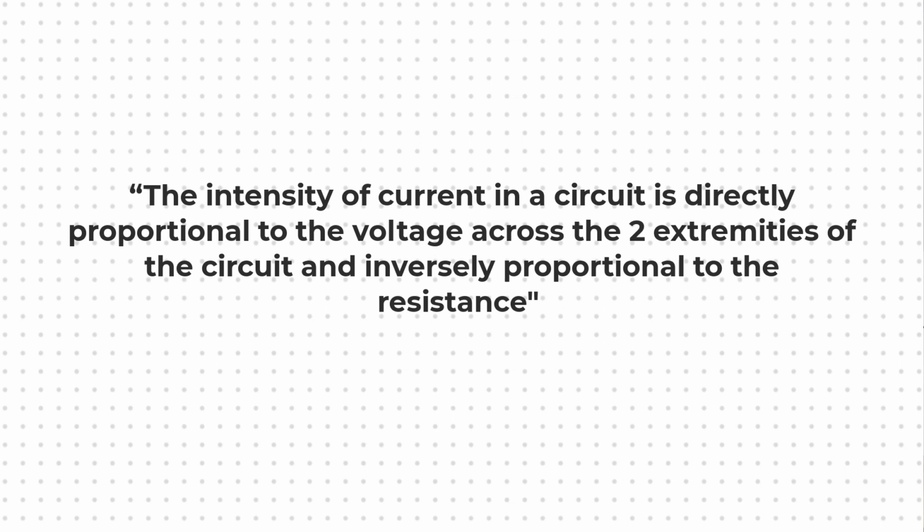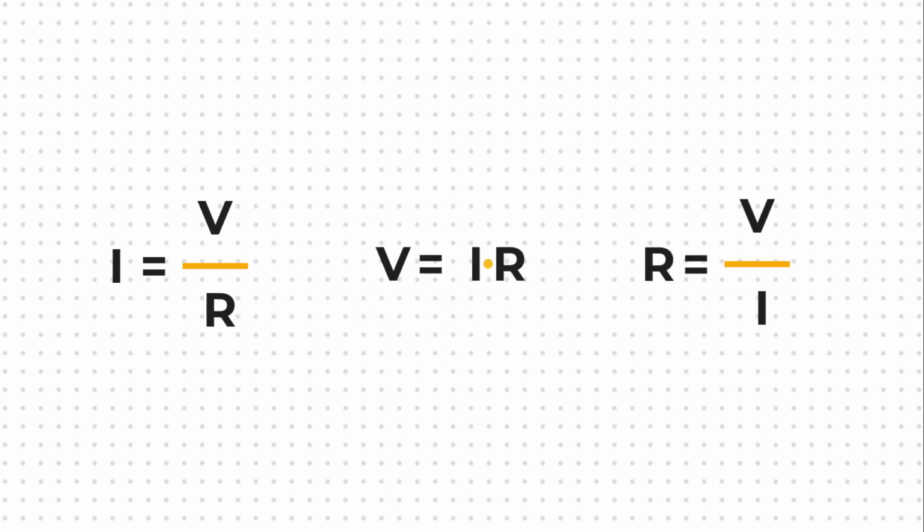Ohm's Law states that the intensity of the current in a circuit is directly proportional to the voltage across the two extremities of the circuit and inversely proportional to the resistance. Mathematically written, Ohm's Law states that the current is equal to voltage over resistance. Thus, from this equation, we can find any of the variables if we know the other two. For example, if we want to calculate the resistance in a given circuit, we need to know the voltage and the current. And if, for instance, we want to calculate the voltage across the two extremities of a given circuit, we need to know the current and the resistance.